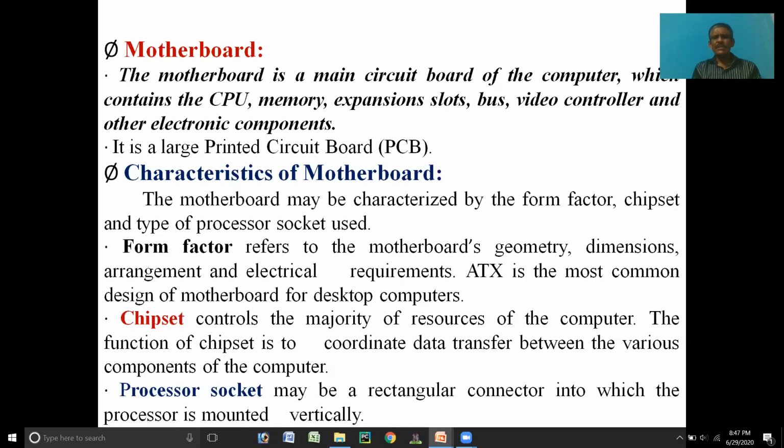When you come across the term motherboard, it is a main circuit board, that is a printed circuit board. It has a certain shape. That's why we are using the term geometry here. And dimension means that the motherboard has some length, width, and depth. That's why we use dimension.